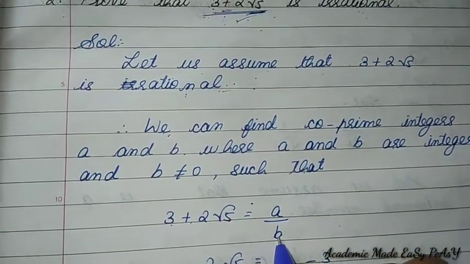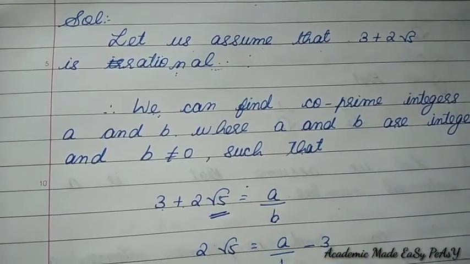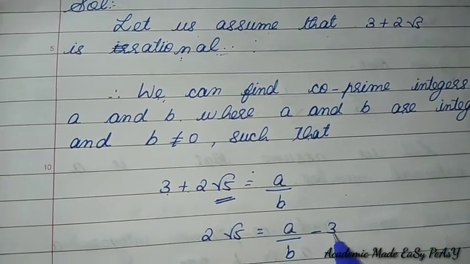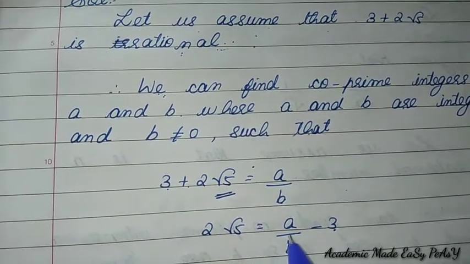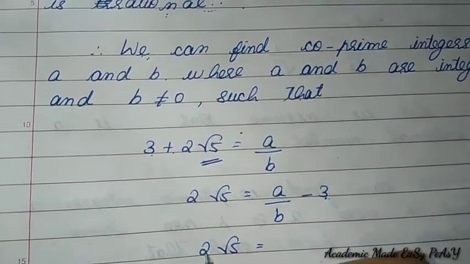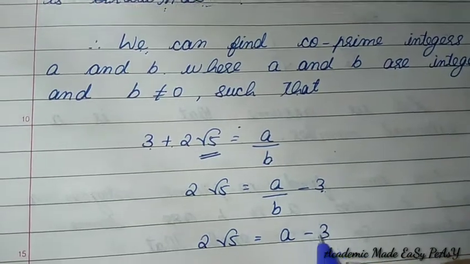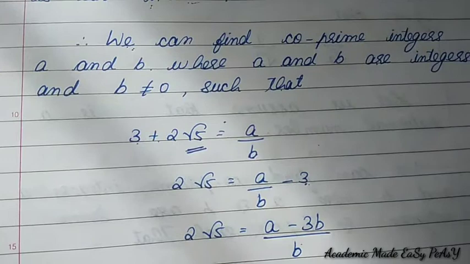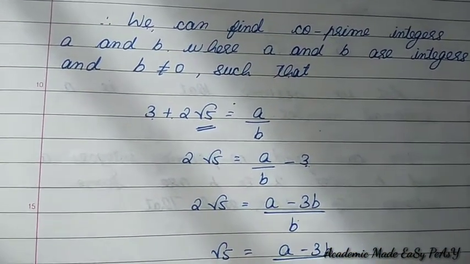In this, only the root value should be on the left hand side. So first I'm taking 3 to this side, so I will get 2 root 5 is equal to a by b minus 3. Next, taking the LCM, 2 root 5 is equal to a minus 3b by b. Next step, root 5 is equal to a minus 3b by 2b.